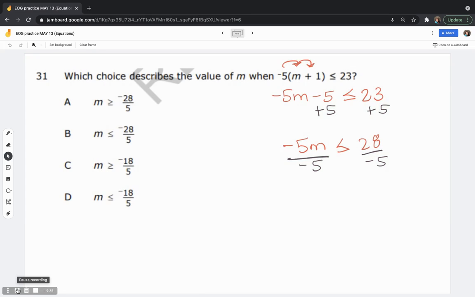And if I look at my answer choices, it was left as a fraction. So we have negative 28 over 5. And then I need to flip the inequality sign because I am dividing by a negative 5. So instead of that being less than or equal to, I flip it to greater than or equal to, which is answer A.